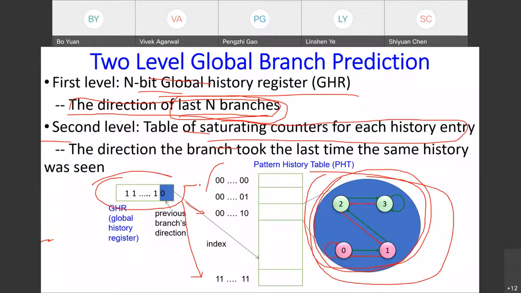Because we hold a belief that when we have the same history again, we are typically likely to follow our previous decision. That is the phenomenon. But we also don't exactly follow that. Sometimes things change, so we use a 2-bit counter, which can help us to correct that. Is that clear?